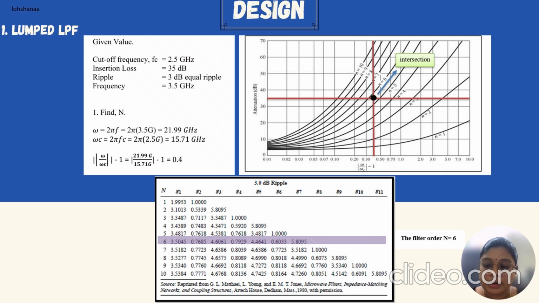First, I calculate the normalized frequency ratio using the given frequencies, resulting in a value of 0.4. This value is used with the standard filter design chart shown in the slide to determine the required filter order. By locating the intersection point for the calculated frequency ratio and desired attenuation, it is clear from the graph that the appropriate filter order is 6. This is confirmed by referring to the 3 dB ripple prototype element values table, which provides the normalized element values needed for further circuit synthesis. Therefore, the filter order of the lumped low-pass filter is determined to be 6.